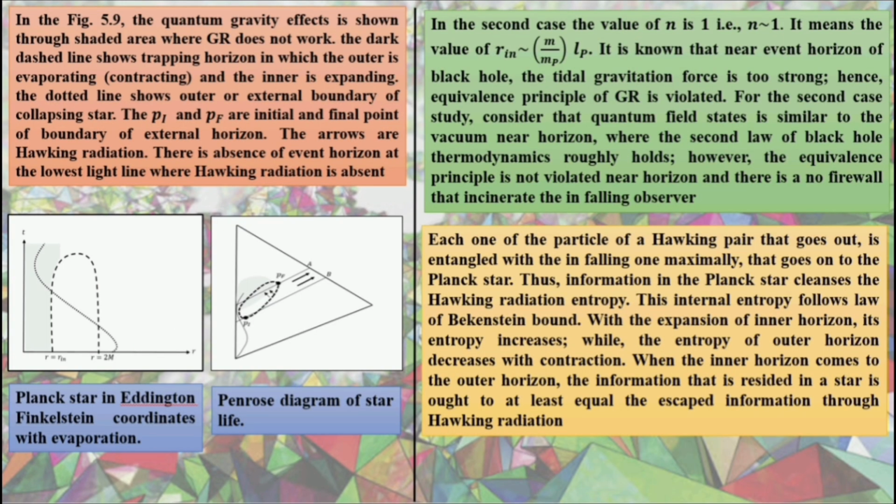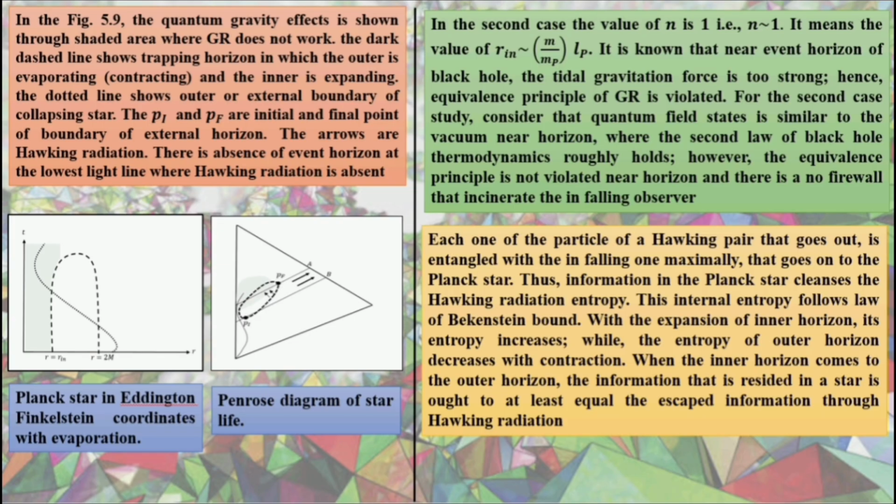So here in the figure, I have shown how a Planck star forms and what happens at that time. The quantum gravity effects are shown through the shaded area where general relativity doesn't work. The dark dashed line shows the trapping horizon, in which the outer is evaporating or contracting and the inner is expanding. The dotted line shows the outer or external boundary of the collapsing star. The points Pi and Pf are the initial and final points of the boundary of the external horizon. The arrows are Hawking radiation.